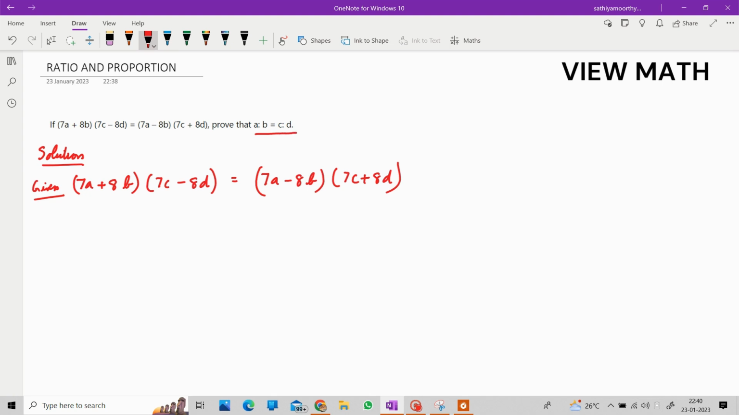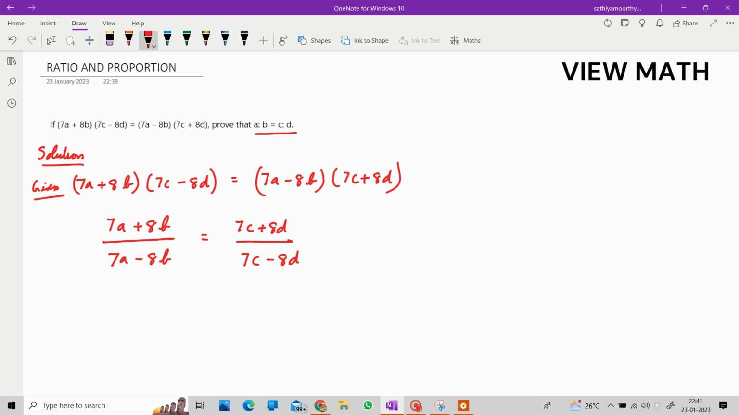Now what I am going to do is bring the a and b terms to one side and c and d terms to the other side. So I'll be getting (7a + 8b). I'm bringing these a, b terms to one side, so it comes to the denominator (7a − 8b). This is equal to 7c + 8d in the numerator. Now I'm bringing the c and d terms, which is on the left hand side, to the right hand side. It comes to the denominator 7c − 8d.